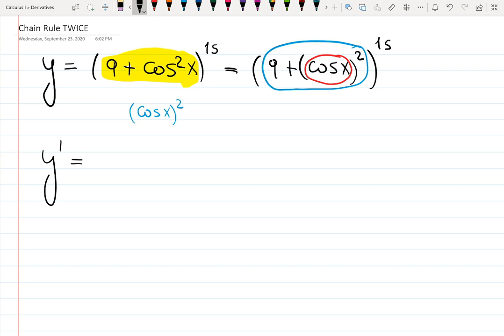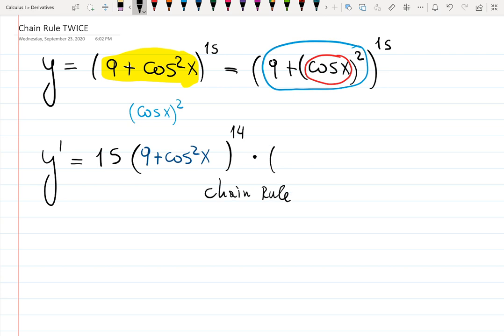First, I see the blue color. That's some kind of function raised to the 15th power. I know how to differentiate that. 15 goes down, some kind of function raised to the 14th power. Don't forget to copy that something. Don't touch it yet, because it's still inside. You have no rights to touch it first. Now chain rule happens first time.